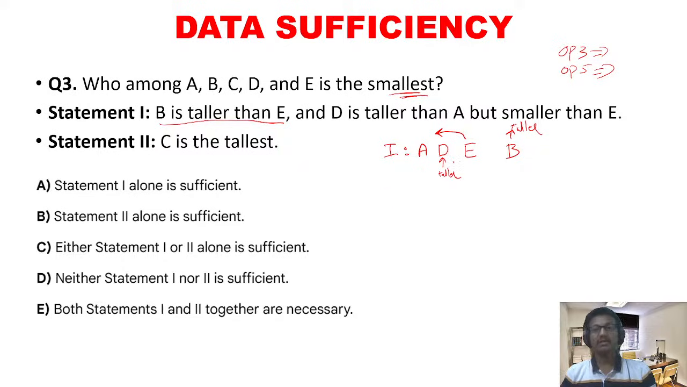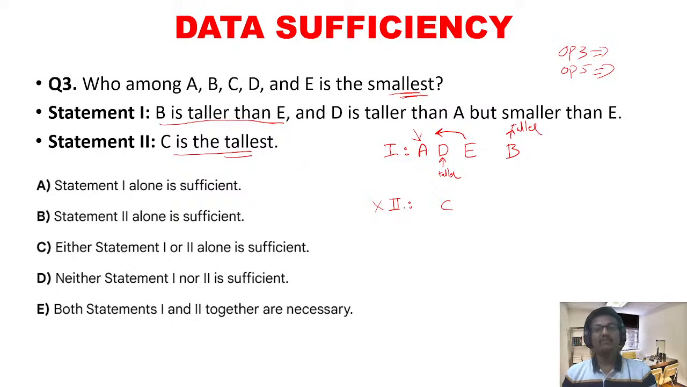Okay, now from this, who is the smallest one? Now A is the smallest person. This is how you can arrive at it. Okay, so statement 2: C is the tallest. It is given. So statement 2 alone, only information about C is given. No other information is given. So it is not sufficient alone to find the answer.